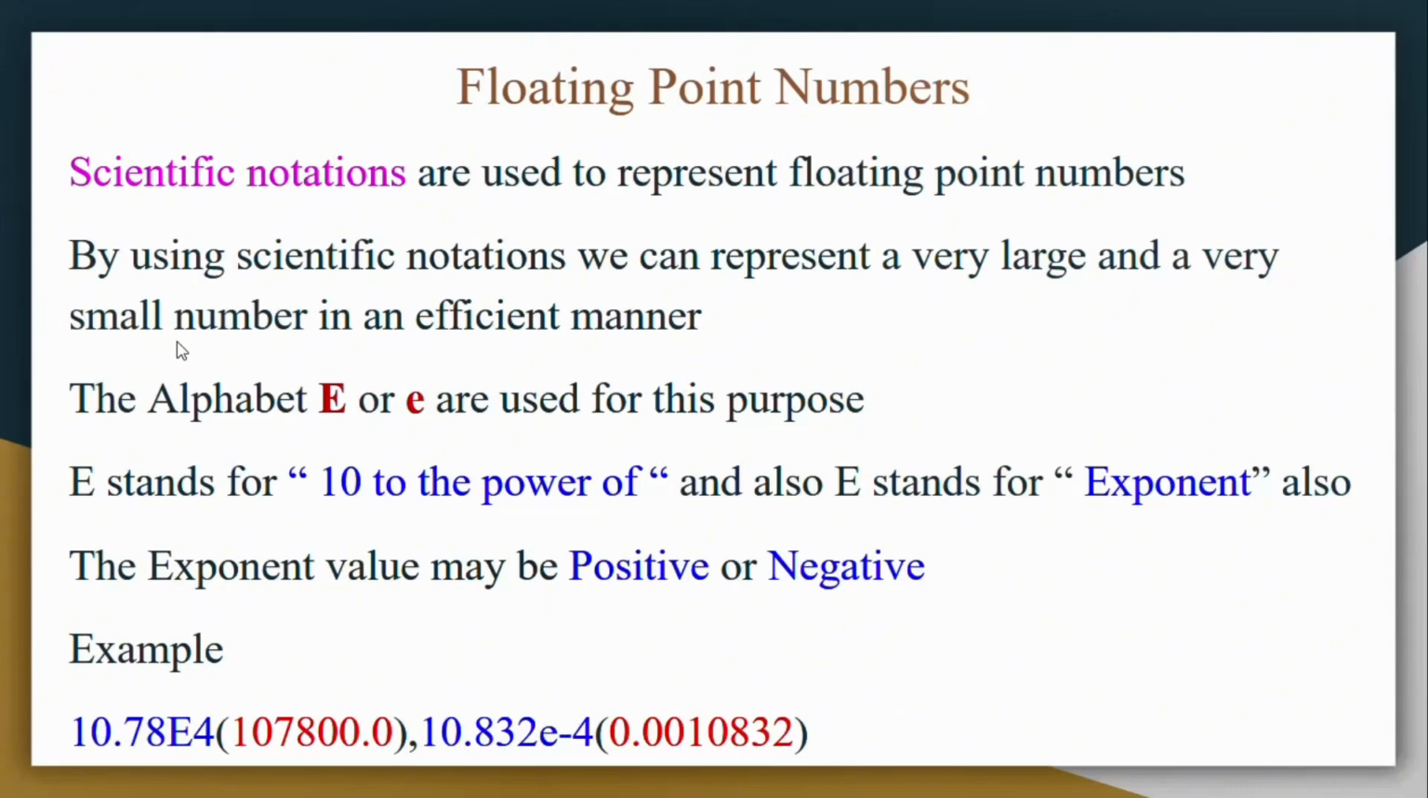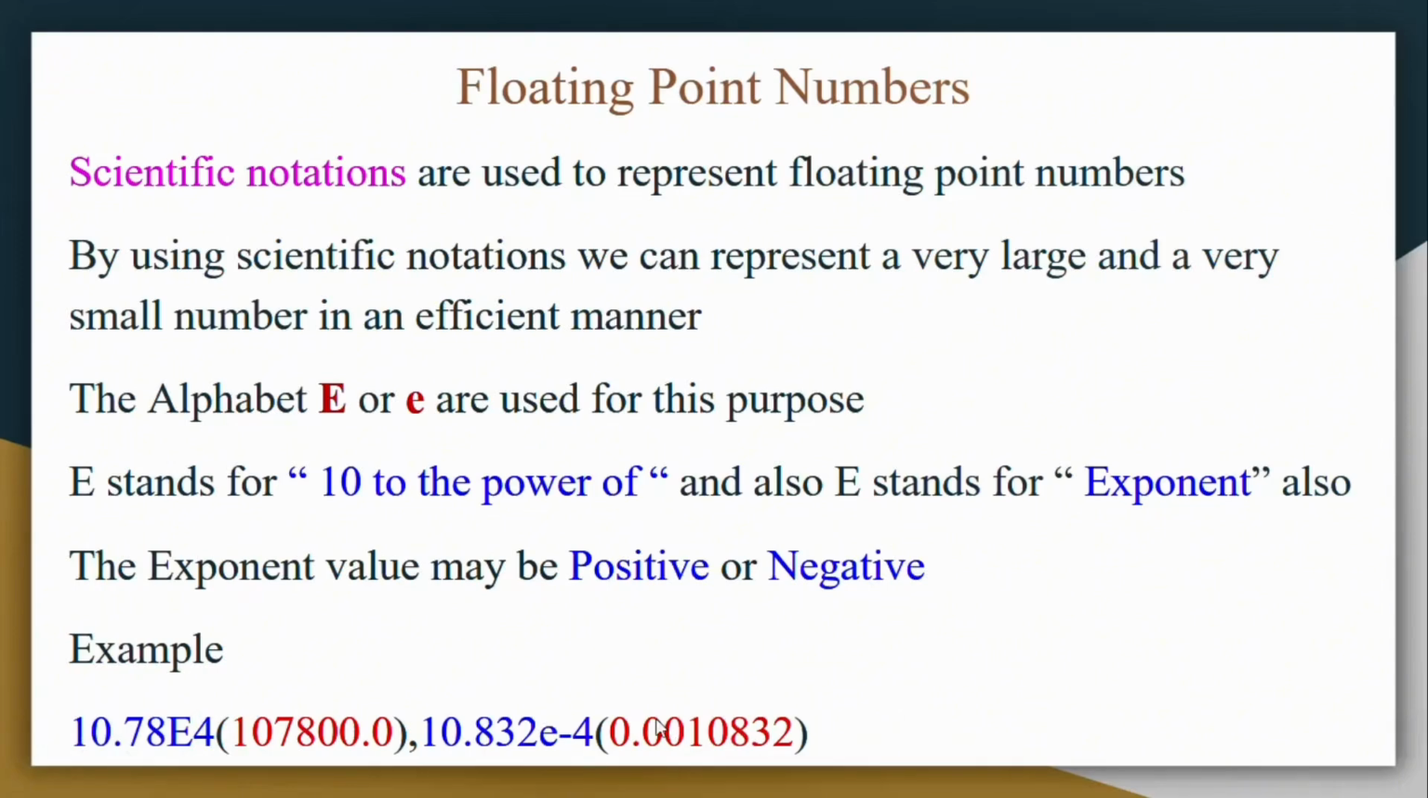E stands for exponent, or 10 to the power of. The exponent value may be a positive value or a negative value. Look at the example. In the first example, the exponent value is a positive value. In the second example, the exponent value is a negative value. Actually, this is the original number. 107,800.0 is the original number. We represent this number by using this scientific notation.